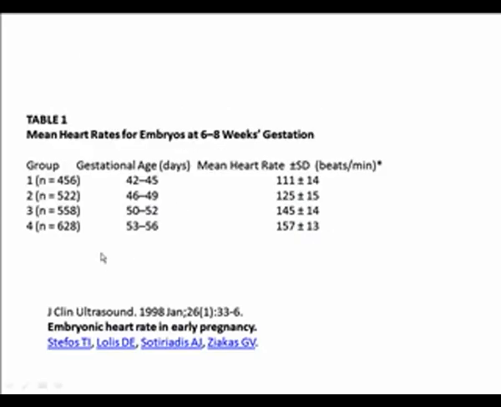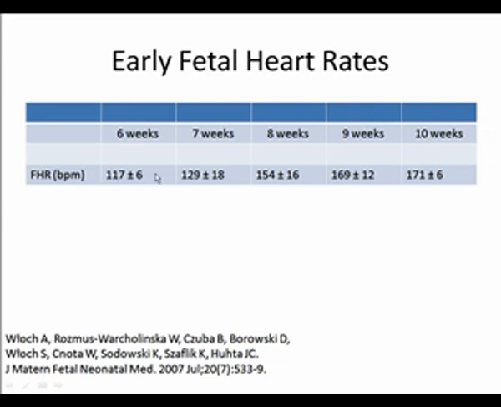This set of data is just showing you the embryonic heart rates early in pregnancy, and you can see that during pregnancy the heart rate will increase significantly, and so this is the mean beats per minute from about 42 to 45 days of gestation to 53 to 56 days, showing you that this is a very rapid heartbeat. Here we're looking at another set of data showing you a similar thing. From 6 to 7 to 10 weeks, we get an increase in the fetal heart rate.